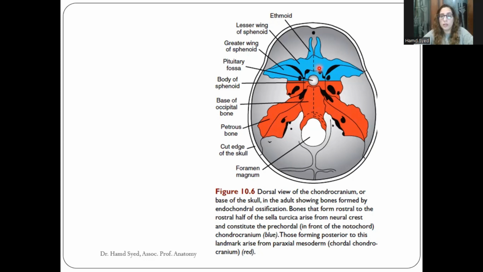Well, anterior to the sella turcica, this here precaudal chondrocranium, because it is anterior to the superior part of notochord, these are the lesser and greater wings of sphenoid and the ethmoid bone. These are the bones derived from neural crest cells. This is the precaudal chondrocranium. Here in red, which are present behind sella turcica, that is the caudal chondrocranium derived from the paraxial mesoderm. This is the basal part of the occipital bone, and also you can see the petrous part of the temporal bone. So these are the caudal chondrocranium.